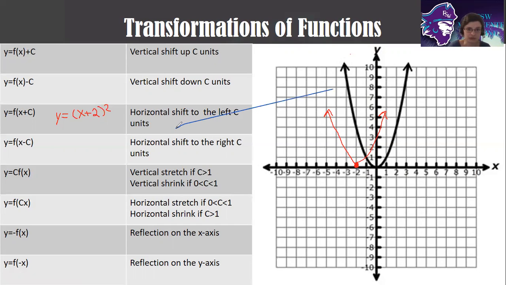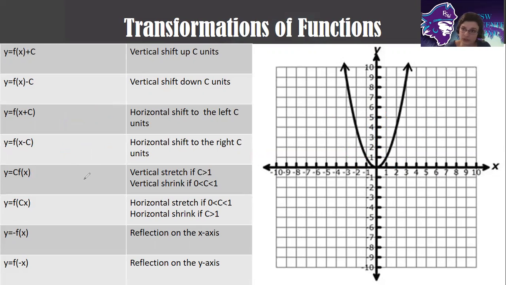We can also have a shift to the right. Let's say that y is equal to x minus 2, squared. Now this, instead of going to the left, will be going to the right 2 units. So marking our position point, we graph the function the same as before. So you can have up and down shifting, the vertical shift, and you can have left to right shifting, the horizontal shift.